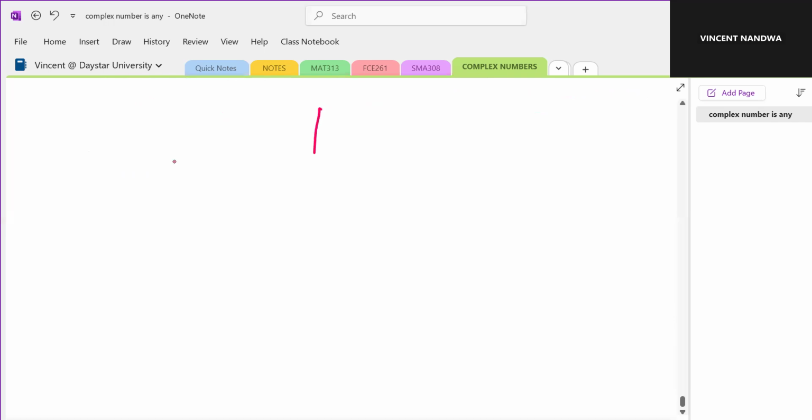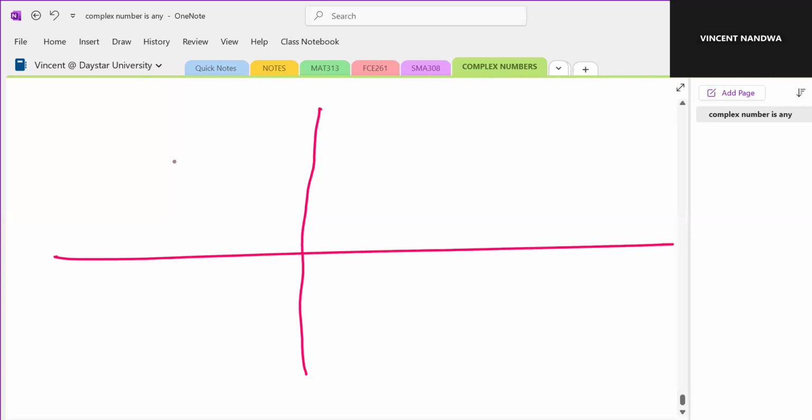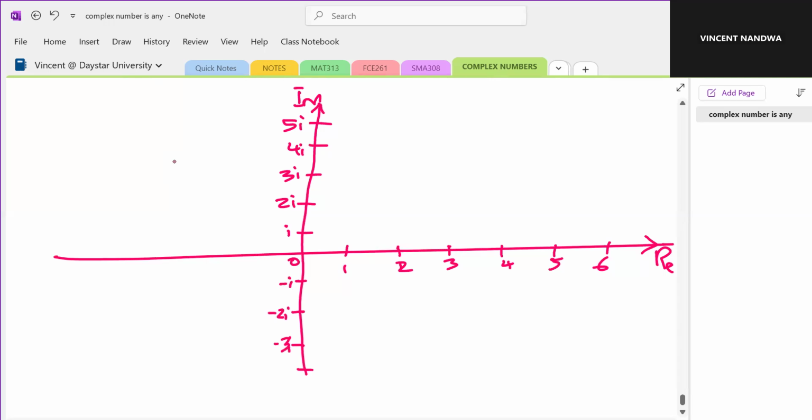So draw this as our vertical axis. This is our real axis. This is our imaginary axis. So 1, 2, 3, 4. So i, 2i, 3i, 4i, 5i, 1, 2, 3, 4, 5, 6, 0, negative i, negative 2i, negative 3i, negative 4i.